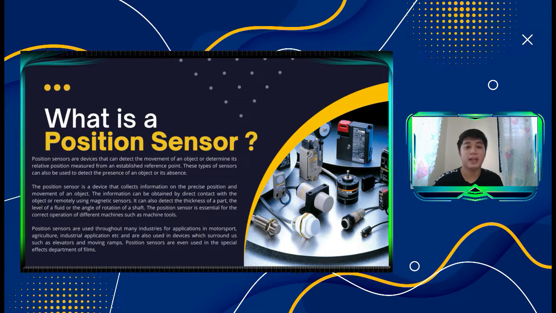It can also detect the thickness of a part, the level of a fluid, or the angle of rotation of a device. The position sensor is essential for the correct operation of different machines, such as machine tools. Position sensors are used throughout many industries for many applications in motorsport, agriculture, industrial application, and etc. They are also used in devices which surround us, such as elevators and moving ramps. Position sensors are even used in the special effects department of different films.